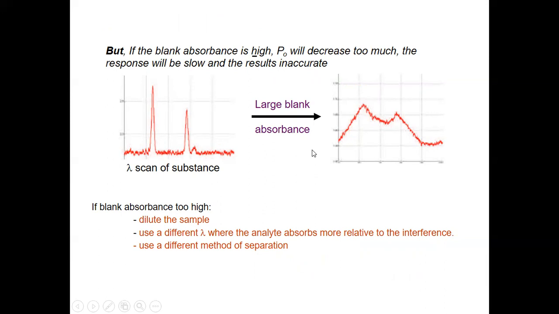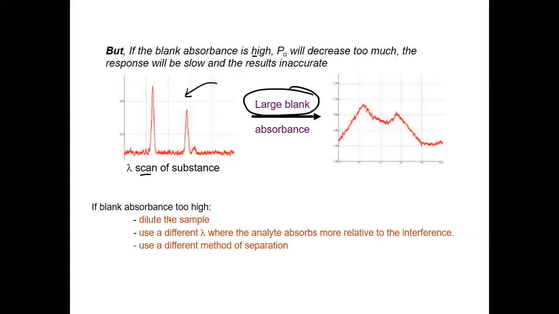Okay, so if we look at the wavelength scan of the substance, we can have an ideal absorbance like this, but if there's a large blank absorbance, it will become like this one. So as you can see, from a narrow peak you have what we call a broader peak here. The broader peak here has to do with the large blank absorbance.